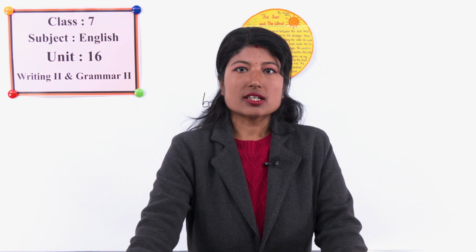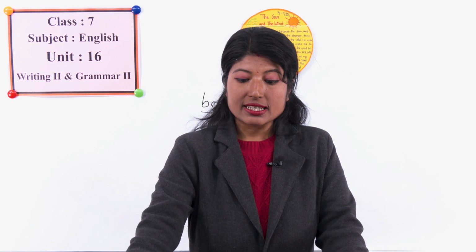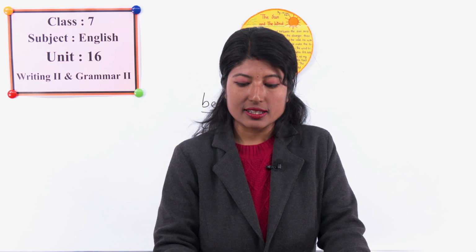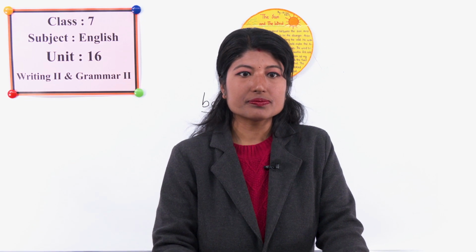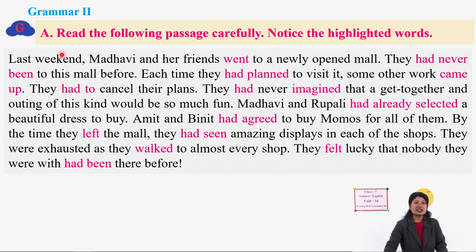Now let's continue our grammar second exercise. What is there? Let's see. Okay. Again, we have a wonderful paragraph over here. Let's check out what this is. Read the following passages carefully. Notice the highlighted words. Okay, we can see highlighted words over here in a different color. Now, let's read this paragraph noticing the highlighted words.